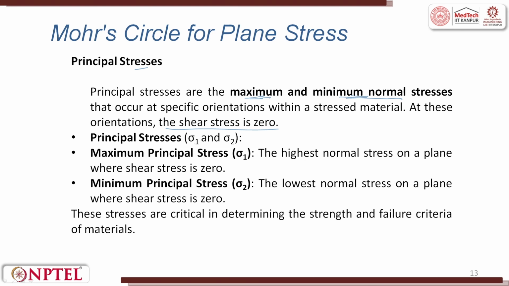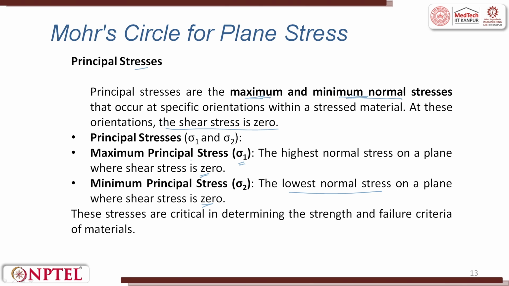Principal stress can be represented as sigma 1 and sigma 2. Maximum principal stress is represented as sigma 1, the highest normal stress on a plane where the shear stress is 0. Minimum principal stress is sigma 2, the lowest normal stress on a plane where the shear stress is 0. So, in both cases the shear stress should be 0. This is the maximum value and this is the minimum value.